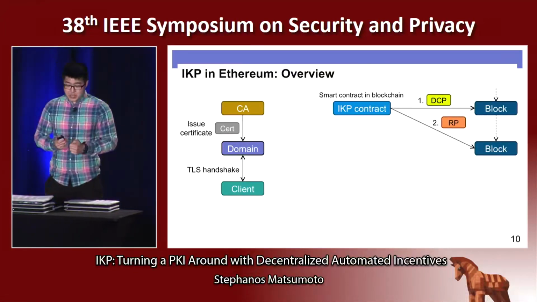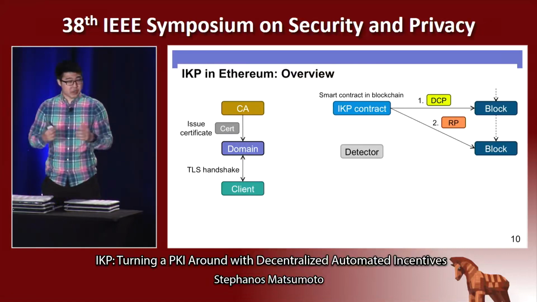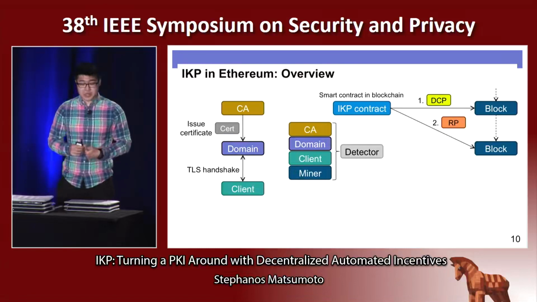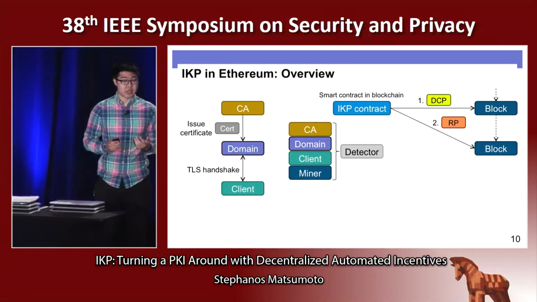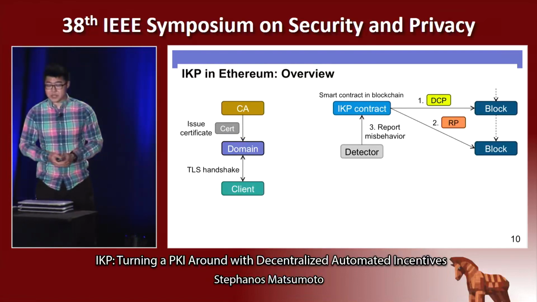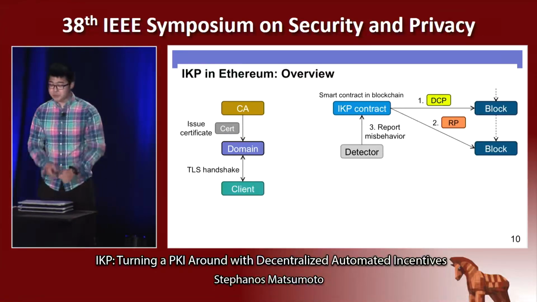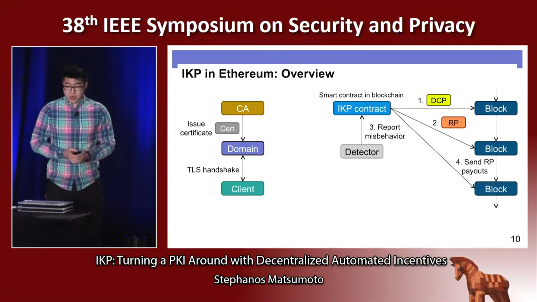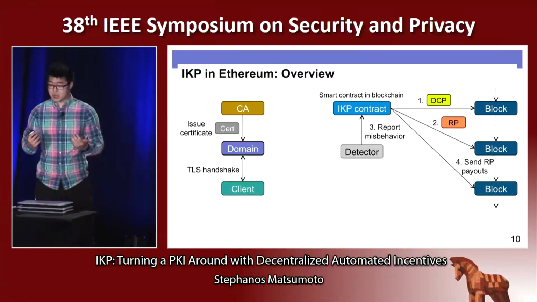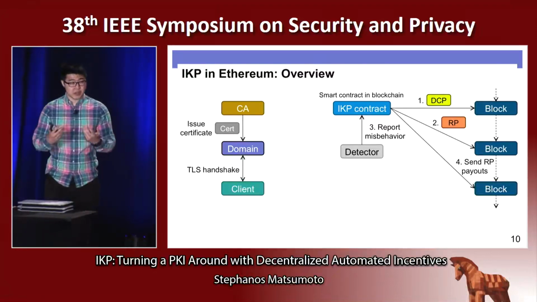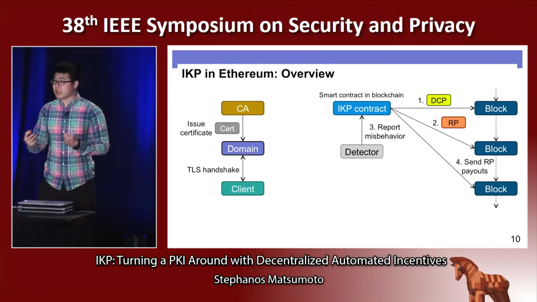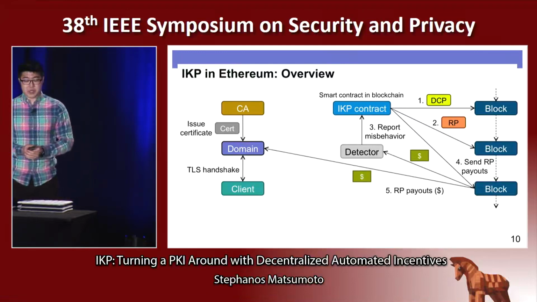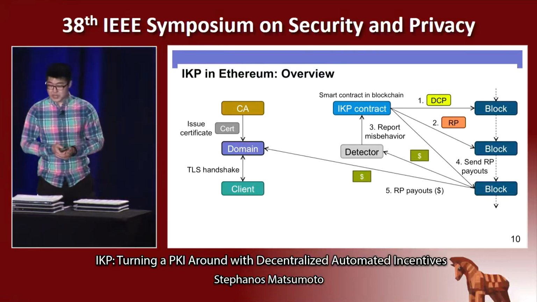Now, once the detector finds an unauthorized certificate, and again, this detector can be a CA, a domain, a client, or even a miner in Ethereum, it can report misbehavior by sending a certificate to the IKP contract. And that IKP contract, if it determines that there has been misbehavior, will send the payouts as transactions in the block. And so Ethereum also provides the underlying cryptocurrency that's necessary to provide these financial payouts that we saw earlier. And so thereby, this transaction will effectively give the payouts to the domain and the detector.